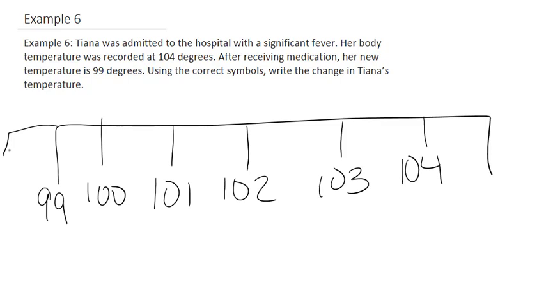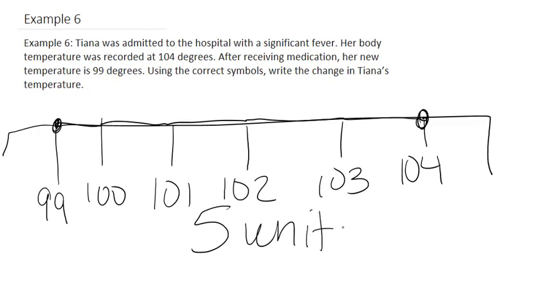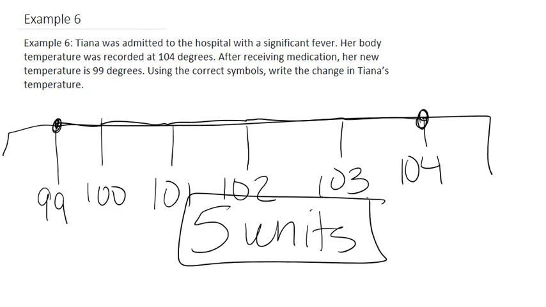So, now that we've done that, we can start at 104 degrees and work ourselves down to 99. We notice we go from 1, 2, 3, 4, 5. So we have landed now at 99, and it took us 5 units. So, her temperature has gone down by 5 units. This is her absolute value in change.